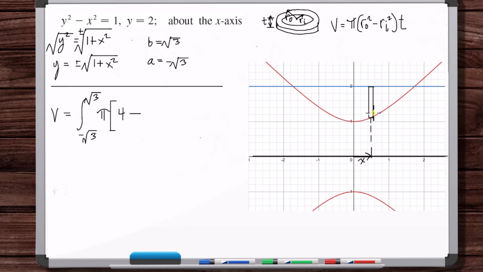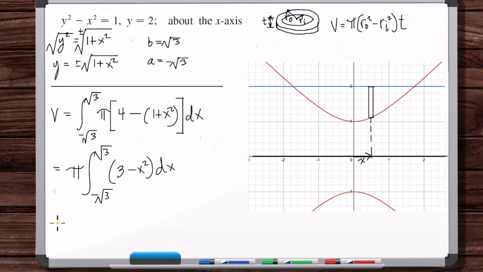Now, what about the inner radius? Well, this is where the function comes in. The function is the positive square root of 1 plus x squared. So when you square that, what do you get? 1 plus x squared. Okay, now the thickness, dx, there we go. Bring out the pi. So we've got 4 minus 1 is 3 minus x squared dx.